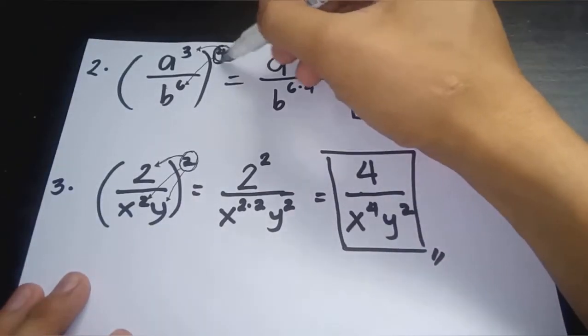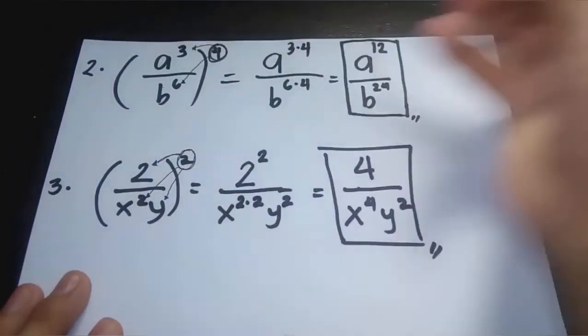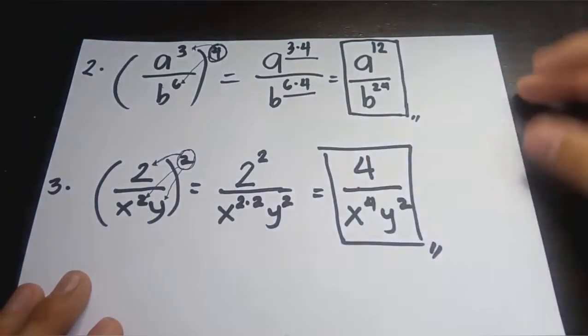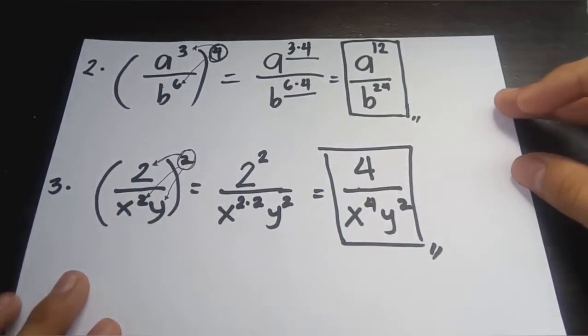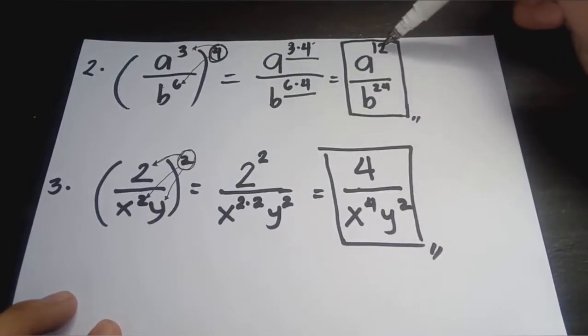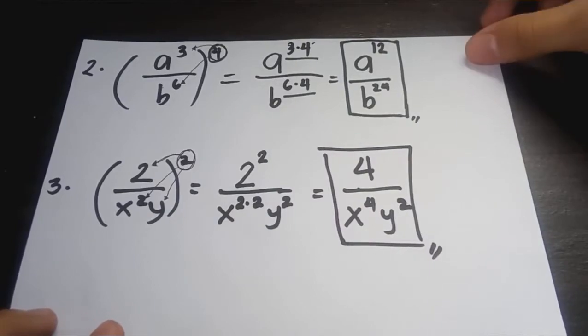So another one, a cubed over b raised to the 6th power, all raised to the 4th power. So ito, si 4, i-distribute siya kay 3 at kay 6. So kaya ang nangyari, a raised to the 3 times 4, then b raised to the 6 times 4, kasi i-multiply lang naman sila at i-distribute. So 3 times 4, that is 12, and then 6 times 4, that is 24. So that is our answer.